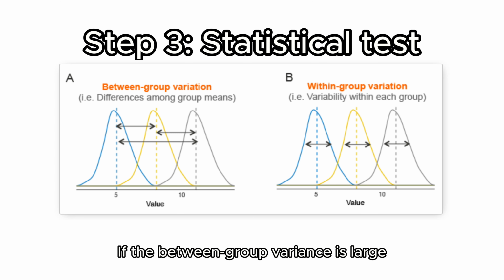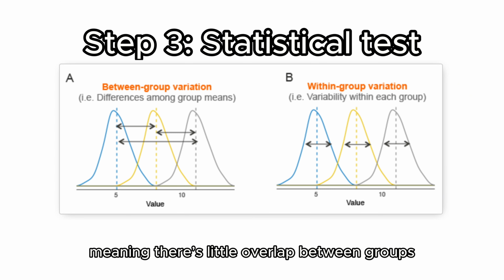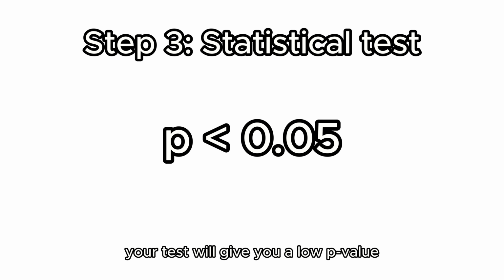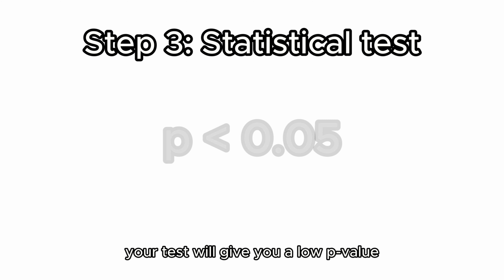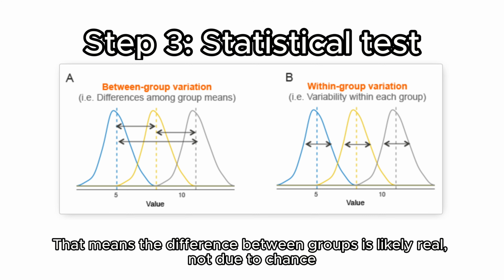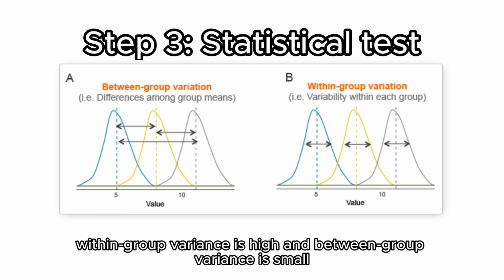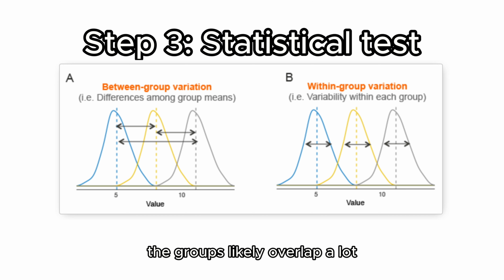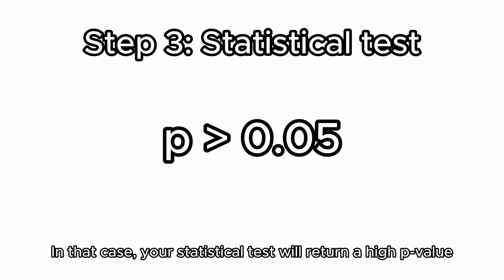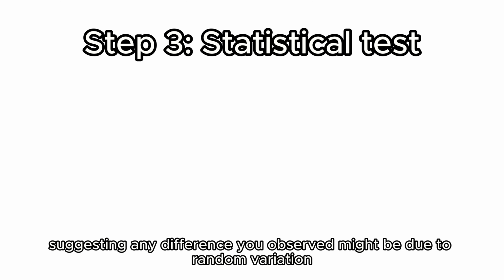If the between group variance is large, meaning there is little overlap between groups, your test will give you a low p-value. That means the difference between groups is likely real, not due to chance. But if within group variance is high and between group variance is small, the groups likely overlap a lot. In that case, your statistical test will return a high p-value, suggesting any difference you observe might be due to random variation.